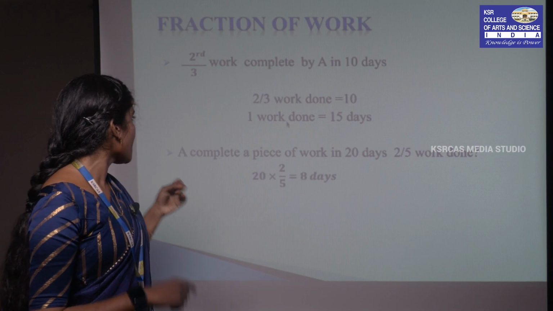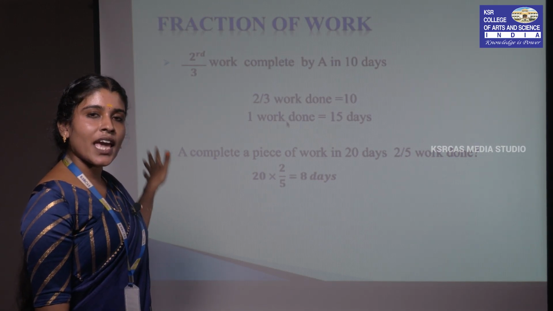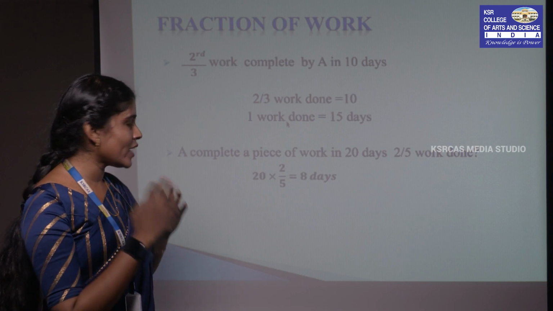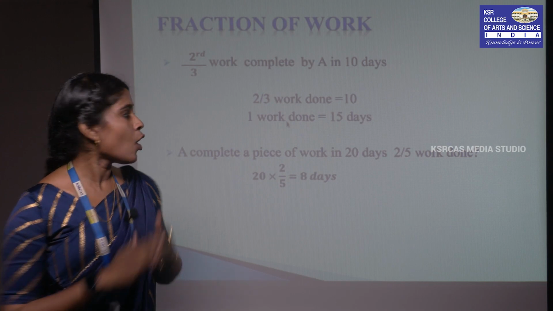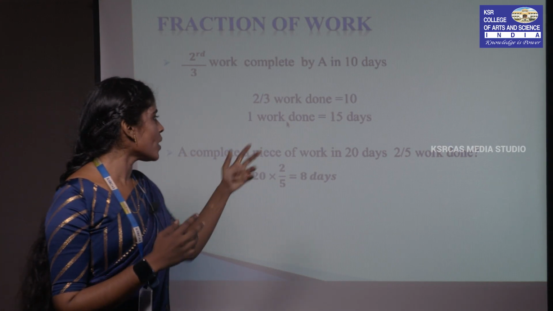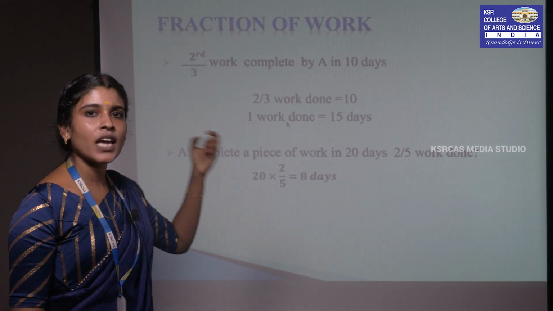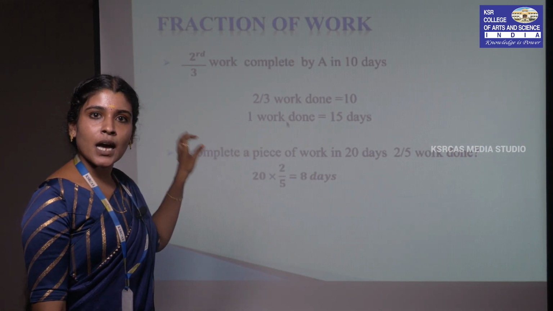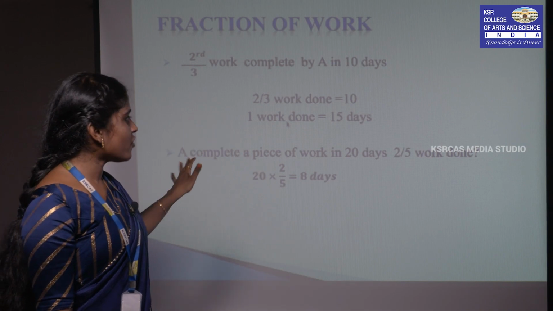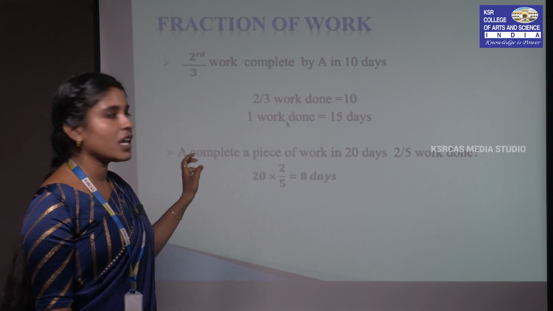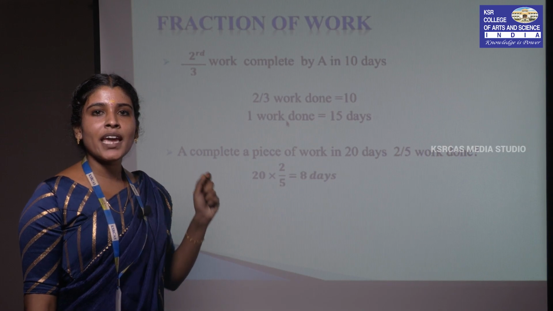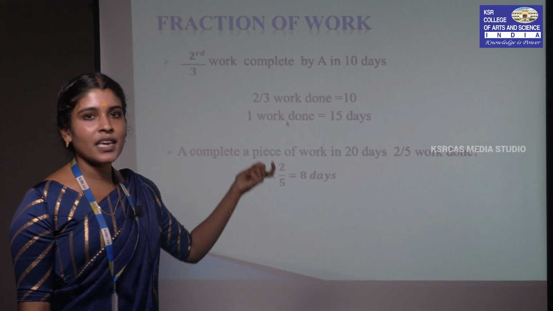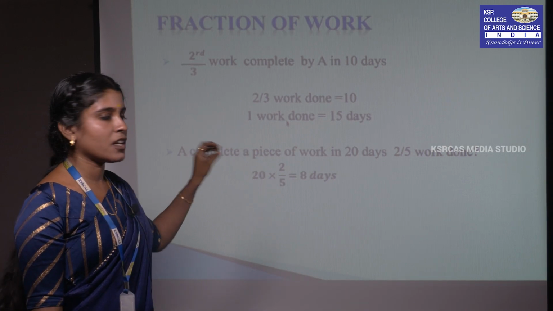Now the second one. See, in this statement they gave that A completes the whole work in 20 days, and they asked to find 2/5 of the work done by A. For 2/5 of work done, we have to directly multiply by the completed working days. So 2/5 into 20, we got the answer 8 days. So 2/5 of the work is done by A in 8 days. So these two concepts are very important.